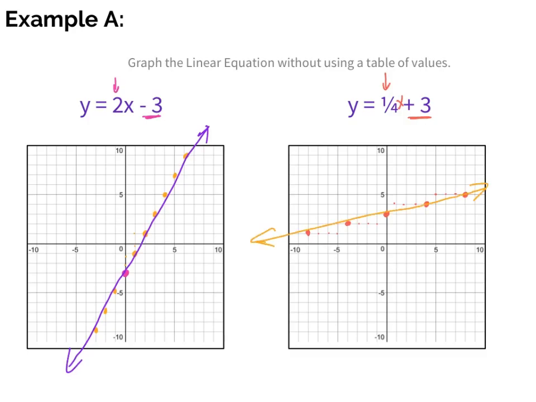Draw my arrows to show that my line goes on forever and ever, and notice that I've made two linear equations without having to draw a table of values. It is much faster this way. Will a table of values work?